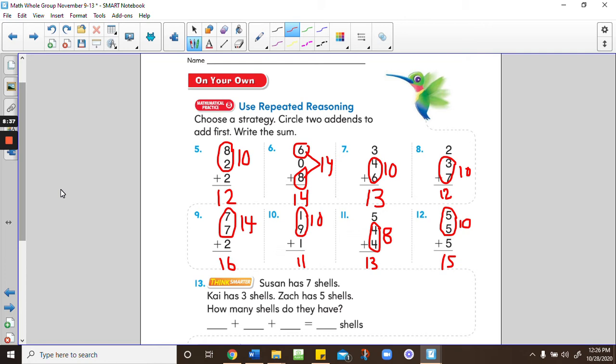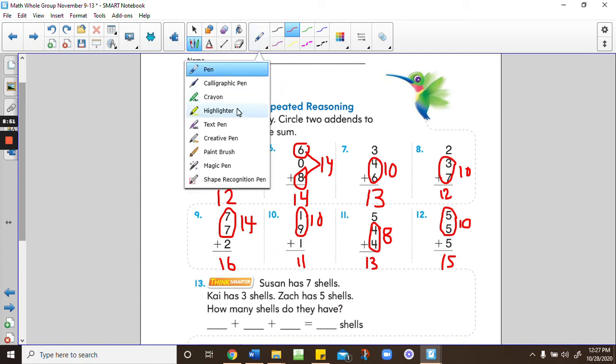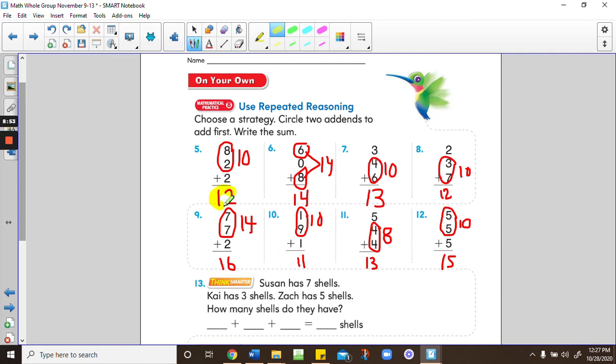Okay, now you might have added different numbers than I added to start, and that's okay. Like for number 6, you might have added 6 and 0 first, and that's fine. What you're checking is to make sure you have the same answer as Mrs. Lewis. So number 5, the answer is 12. Number 6, the answer is 14. Number 7, the answer is 13. And if you didn't get one of these right, pause the video and retry it to see if you can get the right answer.